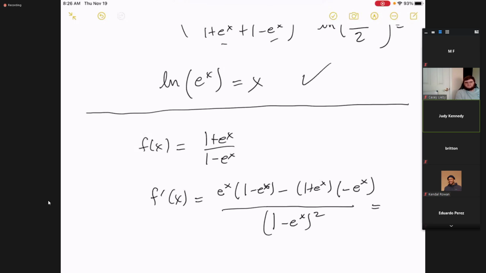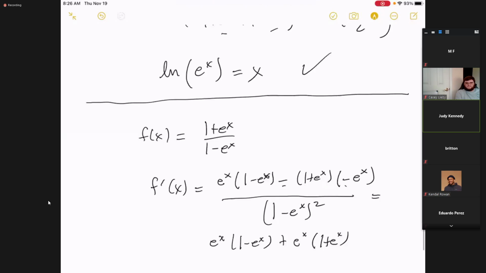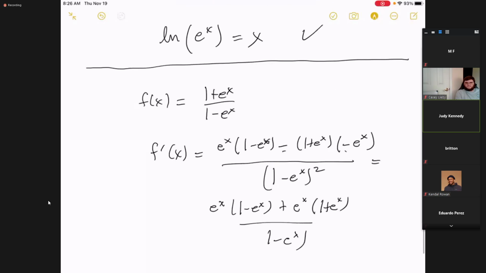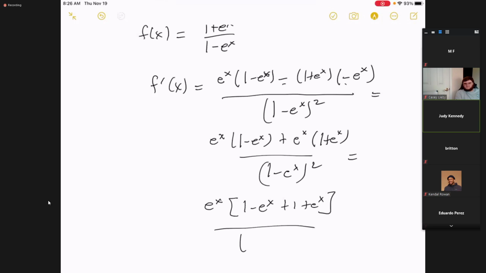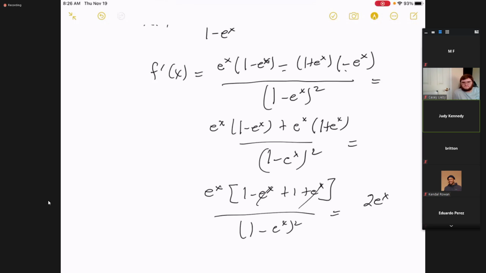And let's see what happens there. Well, I can factor e to the x out of the numerator. Let me combine this minus and that minus. That becomes minus minus is plus. Okay. And then I can factor out that e to the x. And let's see, e to the x and minus e to the x add out. So you wind up with 2 e to the x over (1 minus e to the x) squared.